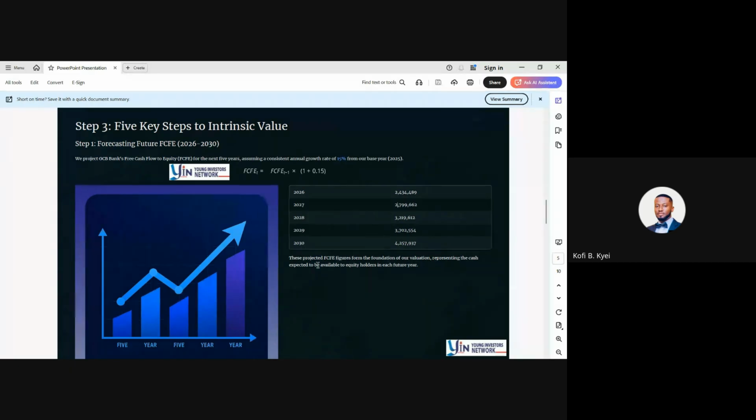And these projected FCFE figures form the foundation of our valuation, representing the cash expected to be available to shareholders in each future year. So all that we are saying is that in 2026, this is the free cash flow that will be available to shareholders. In 2027, this will be 2.8. 2028, 3.2. 2029, 3.7. 2030, 4.2. So all through these years, this will be the case of free cash flow.